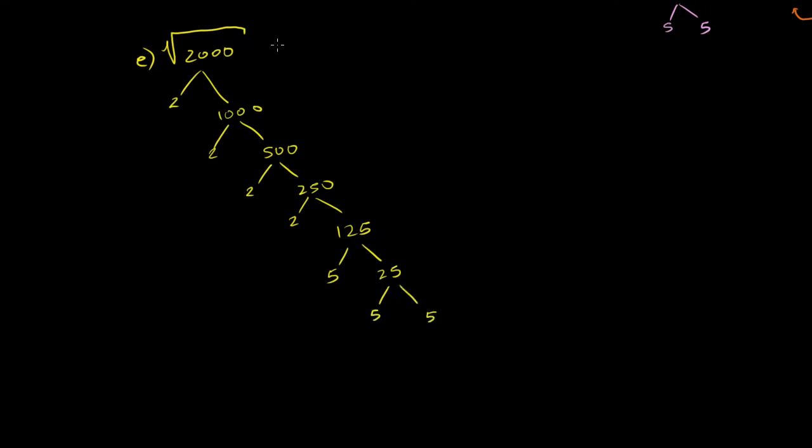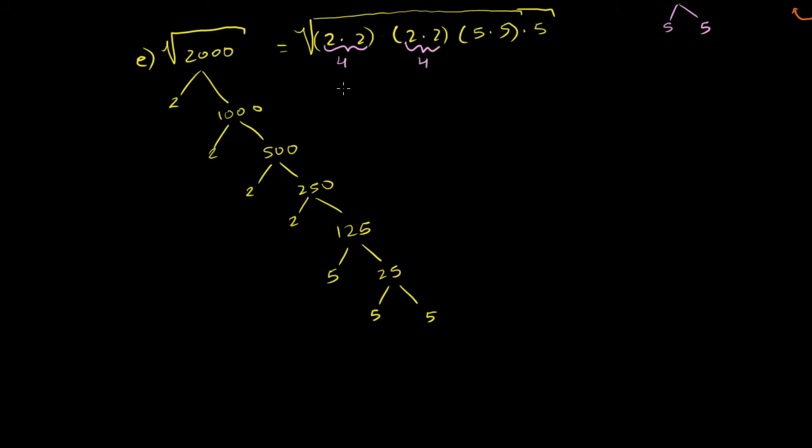And we're done. So this is going to be equal to the square root of 2 times 2 times 2 times 2 times 5 times 5 times 5, right? We have four 2s and three 5s. Now, what is this going to be equal to? Well, one thing you might see is that this is a 4, this is a 4. So we're going to have a 4 repeated. And so this is the same thing as the square root of 4 times 4 times the square root of 5 times 5 times the square root of 5.